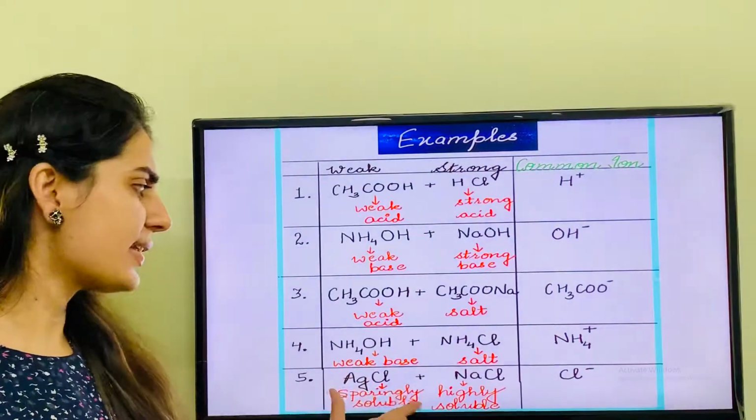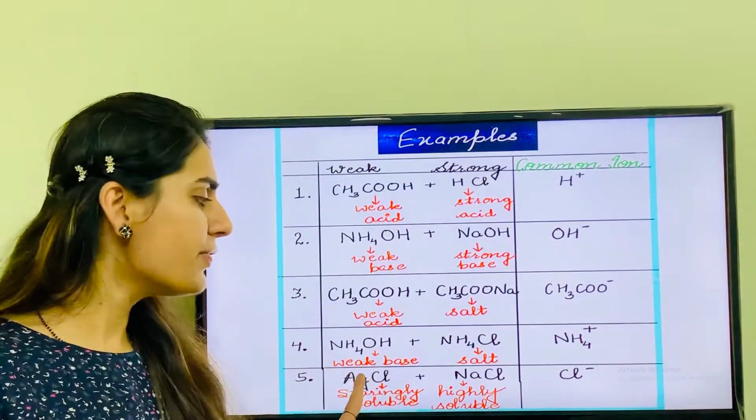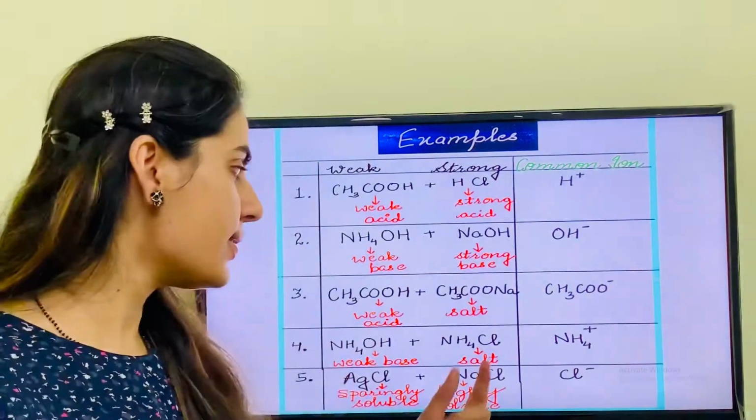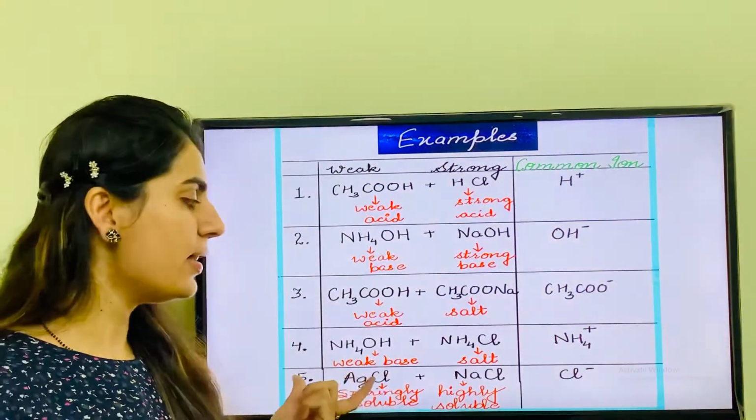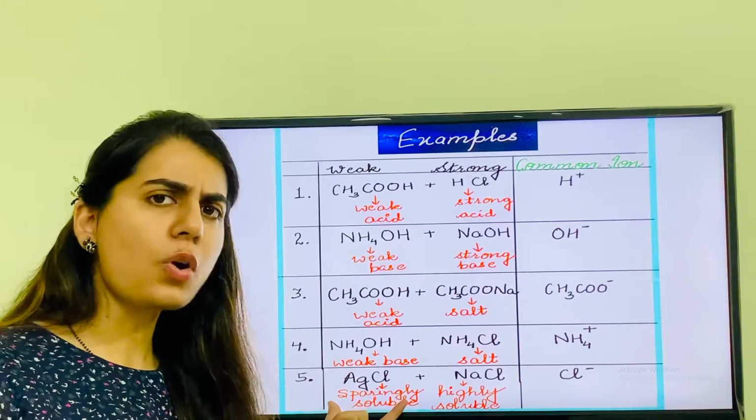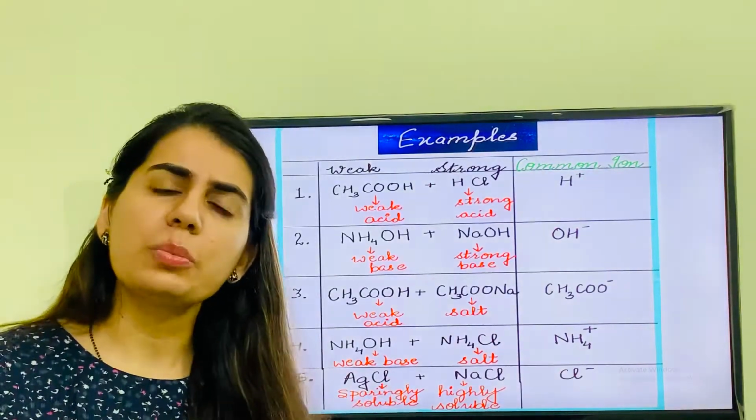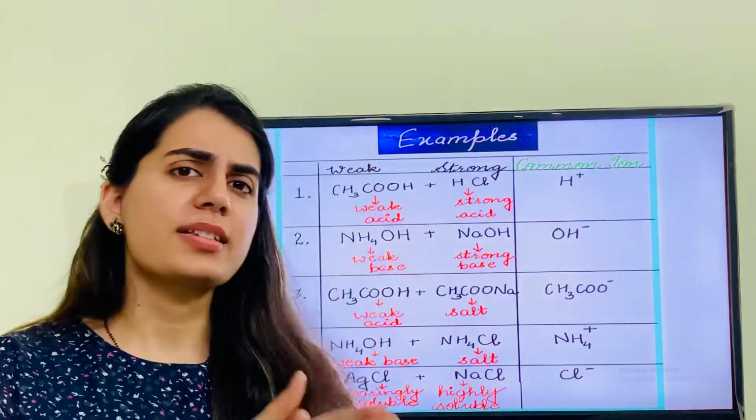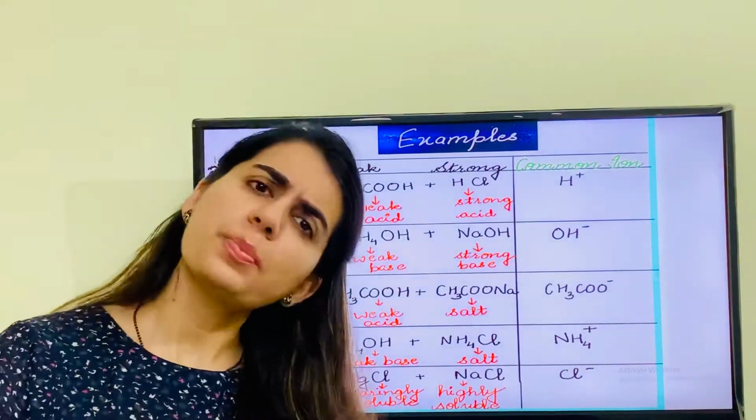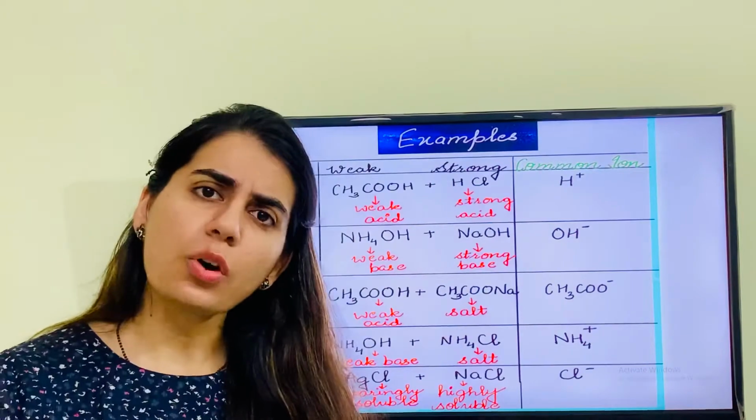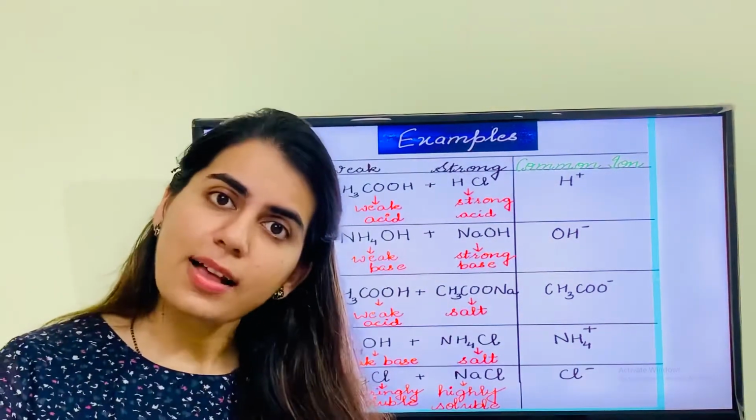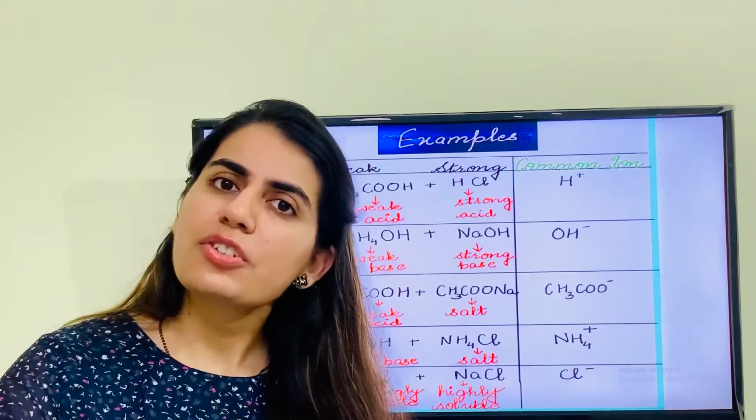And the last example, if you notice, I have taken two salts. One is AgCl and another one is NaCl. You know AgCl is a sparingly soluble salt. Now what is a sparingly soluble salt? Any salt which does not dissociate completely, which forms precipitates very easily in water, such salts are sparingly soluble. We will discuss this in the last part of this chapter.